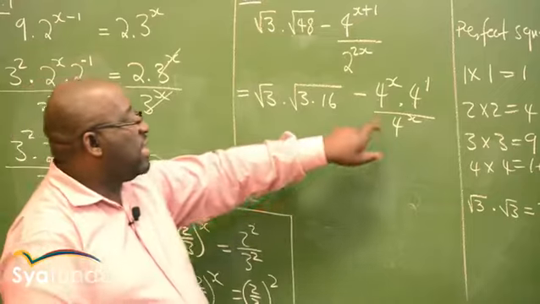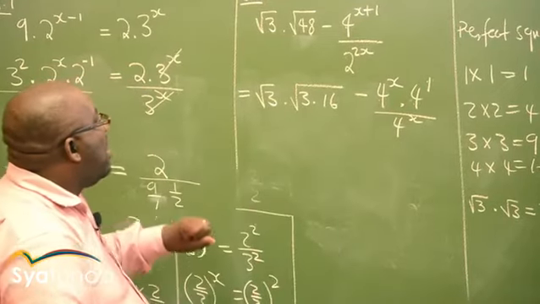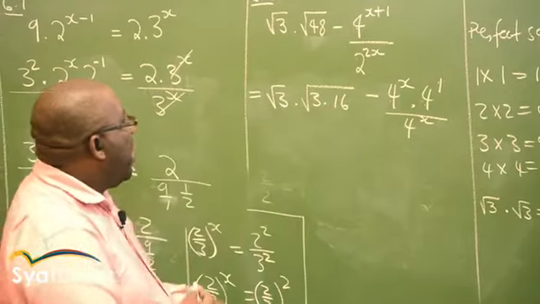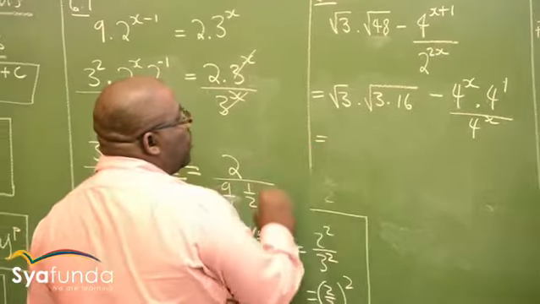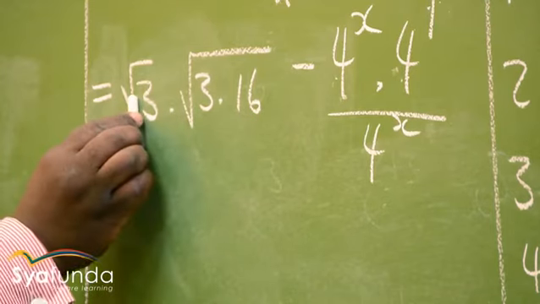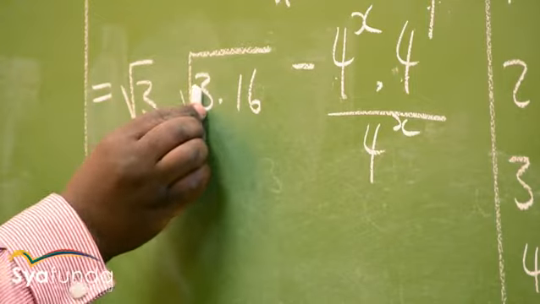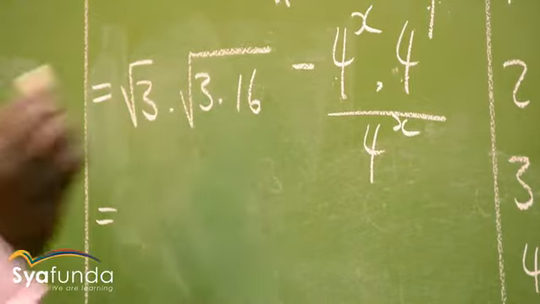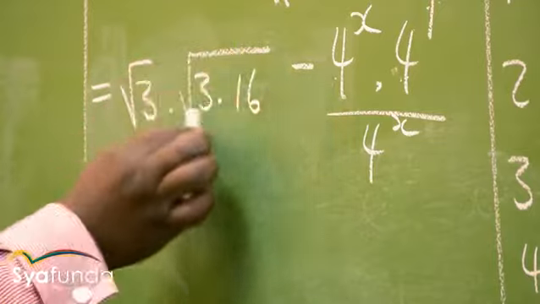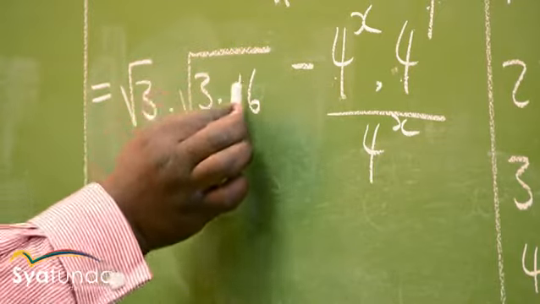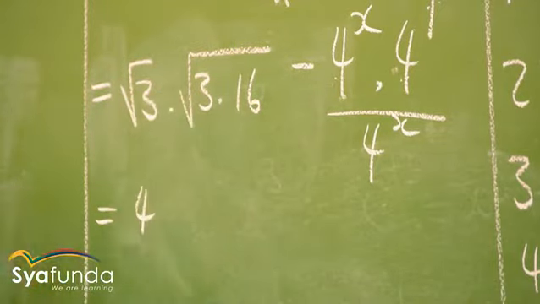It's a piece of cake this side. All the bases are the same now. We've got 3 and we've got a perfect square. Let's work this thing out. What is square root of 3 times square root of 3? In other words, this is square root of 3 and square root of 16. If I take the 16 out of the square root sign, it will be 4.